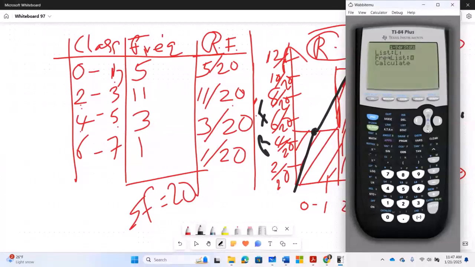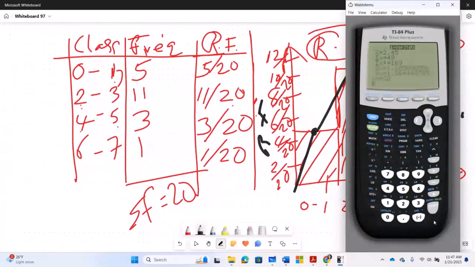Remember, the data in L1 is not grouped data. Therefore, frequency list is nothing. Don't put 0 there. Just nothing. Don't put anything there, because it's raw data. Now I'm on one variable stat. So I'm going to calculate.